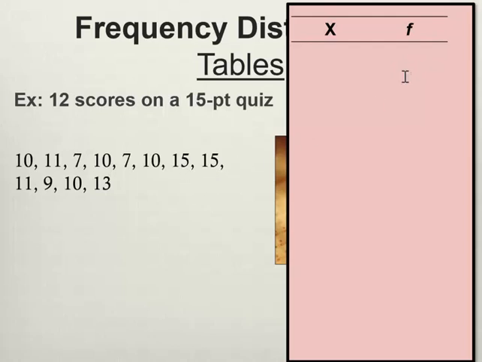So 1, 2, and I'd mark 2 under the frequency column. So that means the score of 15, right? The score of 15 occurred twice in this data set. Then I'd go down to 14. I'd record how many times 14 occurred. 13, I'd record how many times 13 occurred.